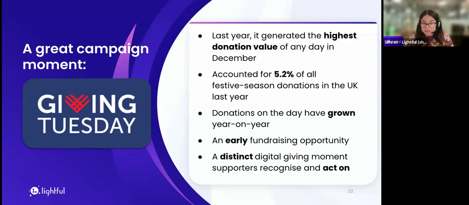An article published last week had some really striking findings. In 2024, Giving Tuesday generated the highest donation value of the entire festive season, and it accounted for over 5% of all December giving in the UK. That's just the UK, not the US, and it's the biggest share of any single day. Donations made on Giving Tuesday have been increasing year on year, showing that it's becoming an even stronger fundraising moment. It's also shifting peak giving earlier in the season, which means donors are ready to take action now and not just at the end of December.